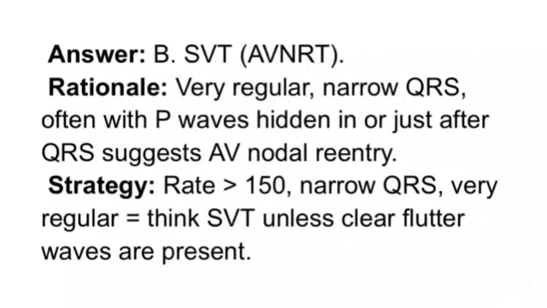Answer: B. SVT, AVNRT. Rationale: very regular, narrow QRS, often with P waves hidden in or just after QRS suggests AV nodal reentry. Strategy: rate greater than 150, narrow QRS, very regular equals think SVT unless clear flutter waves are present.